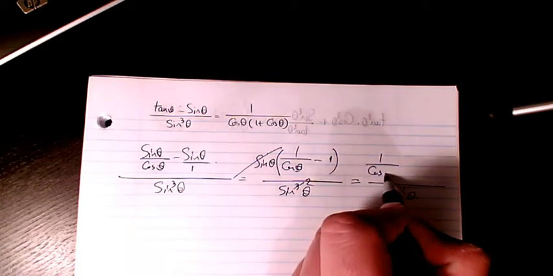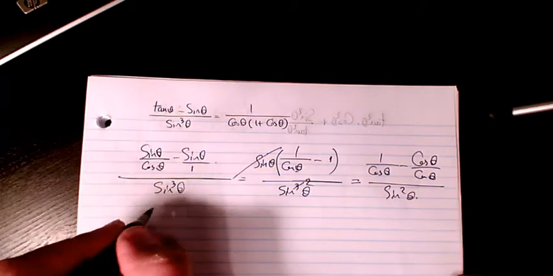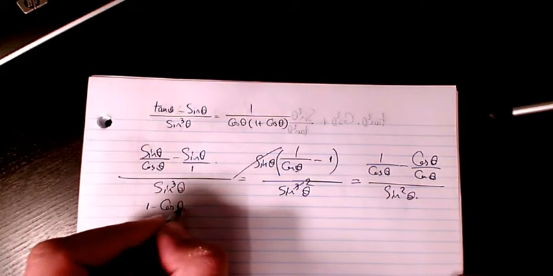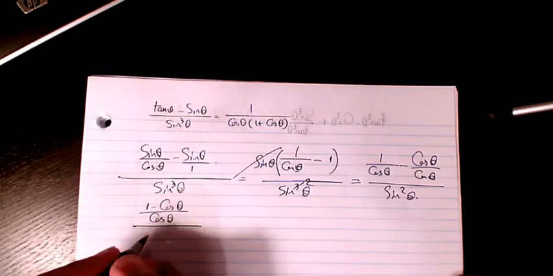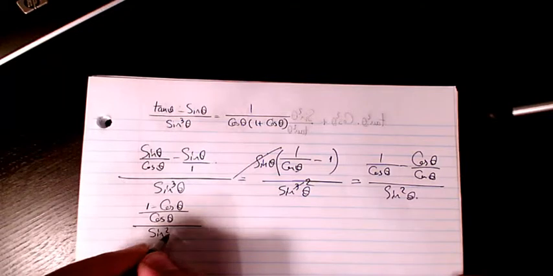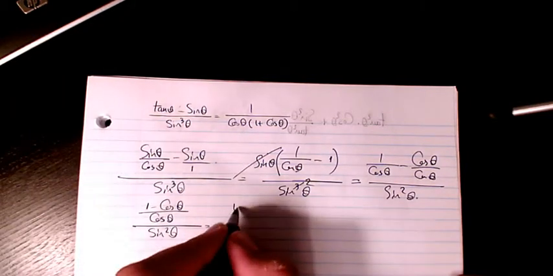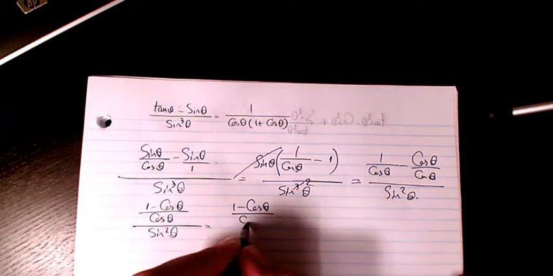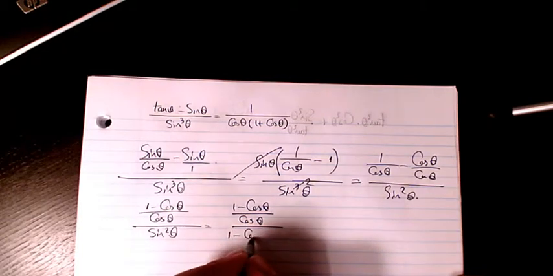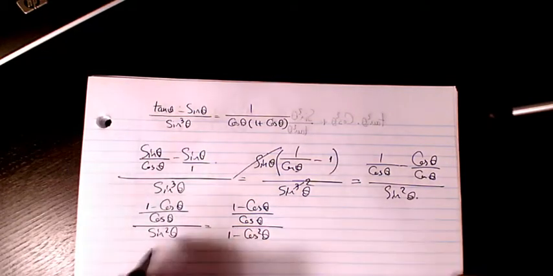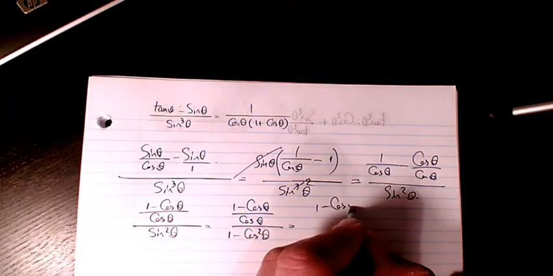So I will have a common denominator, so it's going to be 1 minus cosine theta over cosine theta, divided by sine squared theta. Then, instead of sine squared theta I can write 1 minus cosine squared theta, because we know sine squared plus cosine squared is 1, and then I write it again.